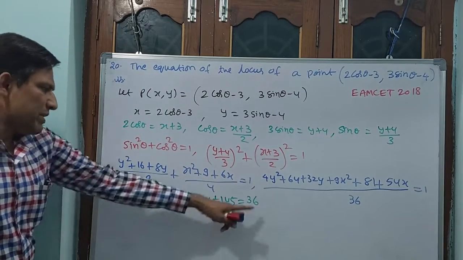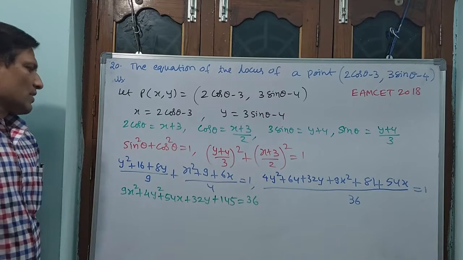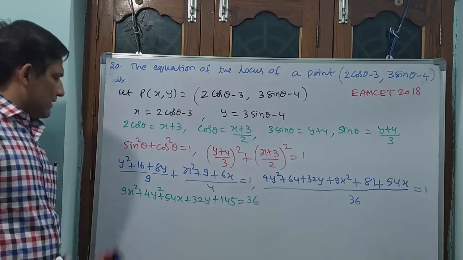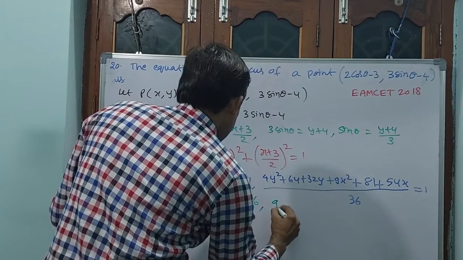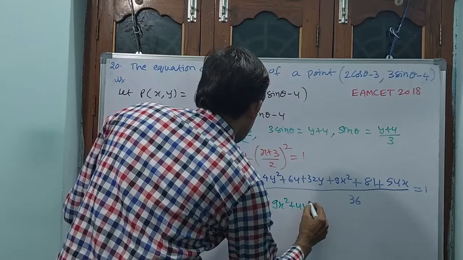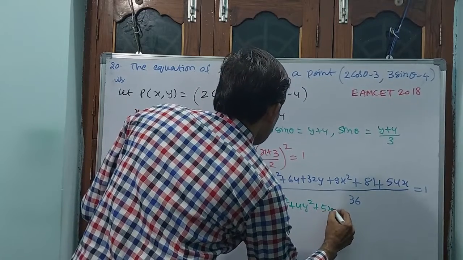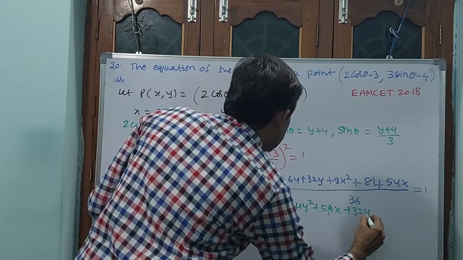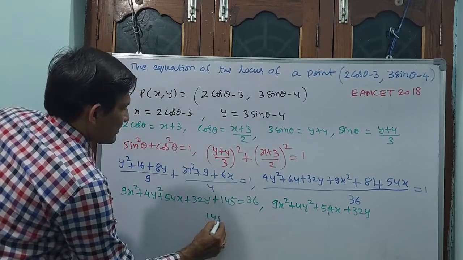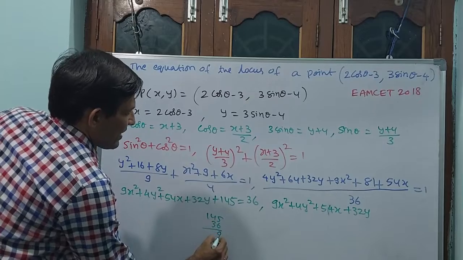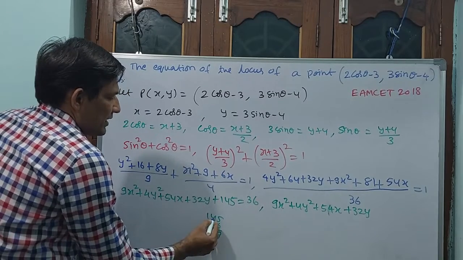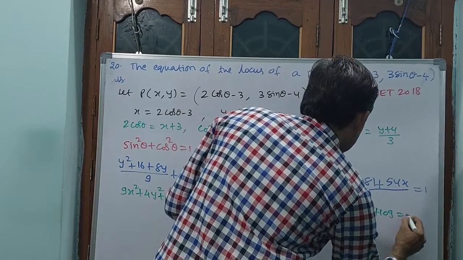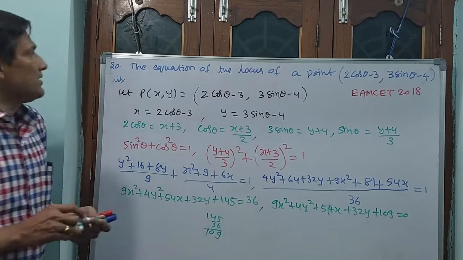Now you bring 36 also to this side. Write down: 9x square plus 4y square plus 54x plus 32y plus 145 minus 36. See, 15 minus 6 is 9, 3, 0, so 109. Plus 109 is equal to 0. This is the locus equation.